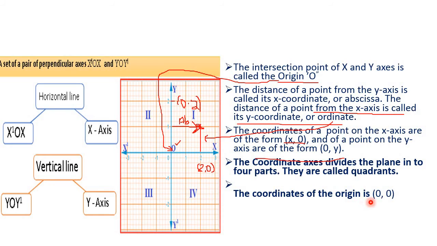The coordinates of the origin are 0, 0, where the x-axis and y-axis meet each other. The point of intersection of the x-axis and the y-axis is called the origin.